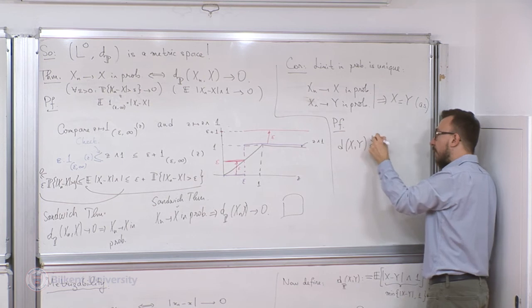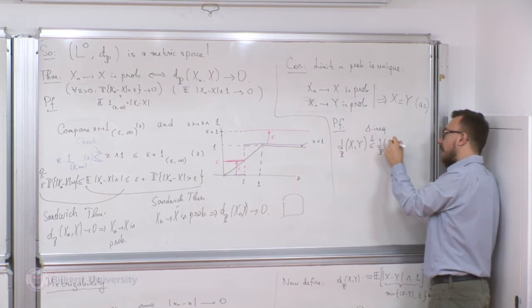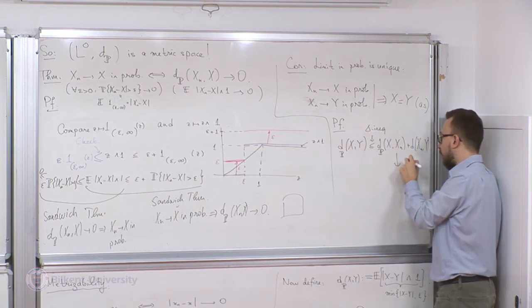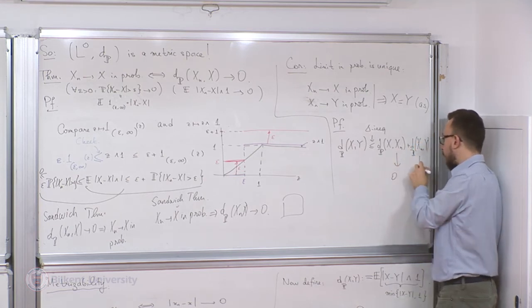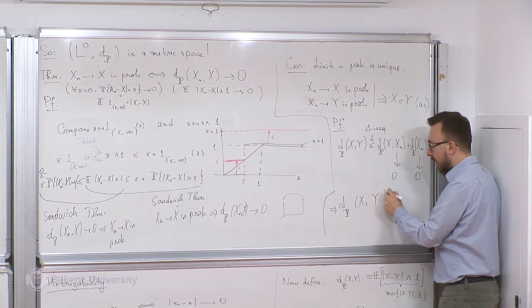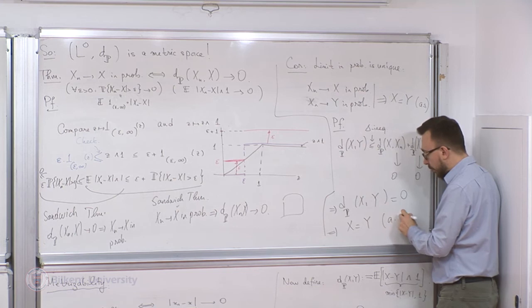Use the triangle inequality with the p metric, okay? So x and xn plus xn and y. This converges to 0. This converges to 0. This means the distance between x and y is just 0. So x and y are equal almost surely.